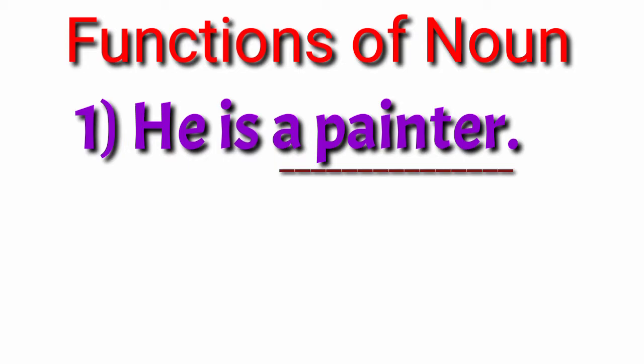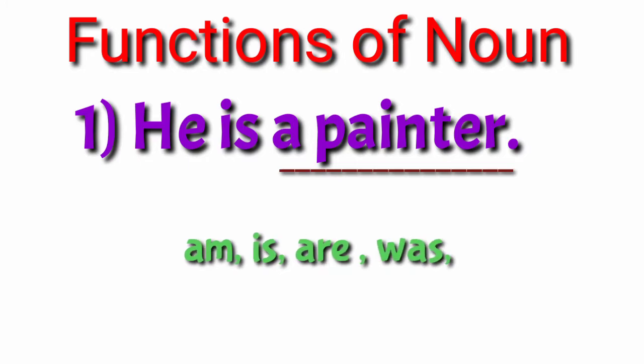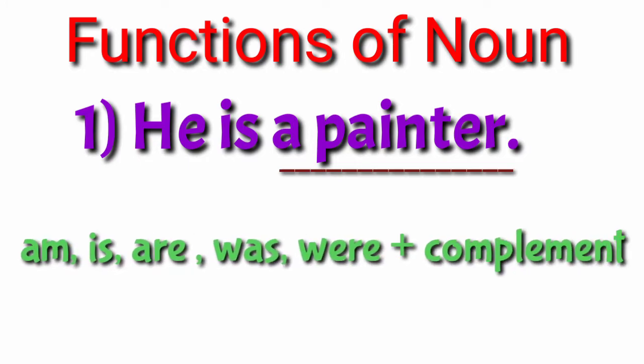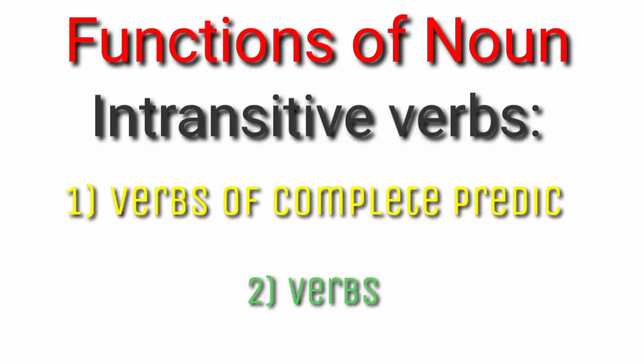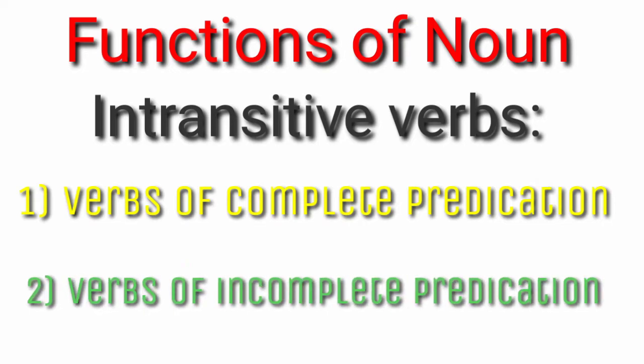Then you will ask, why is this not the object? This cannot be the object, because after am, is, are, was, were, only a complement comes, not an object, because these are intransitive verbs and verbs of incomplete predication. In intransitive verbs also there are two types, verbs of complete predication and verbs of incomplete predication. If after an intransitive verb there is no object, and it still gives us the complete meaning, we say that it is a verb of complete predication.